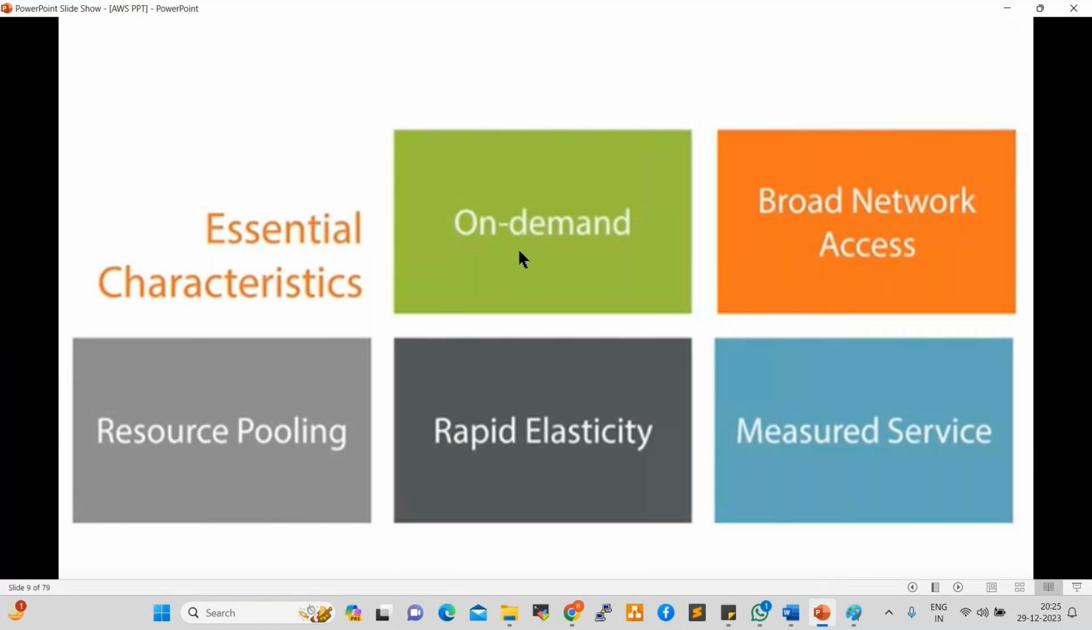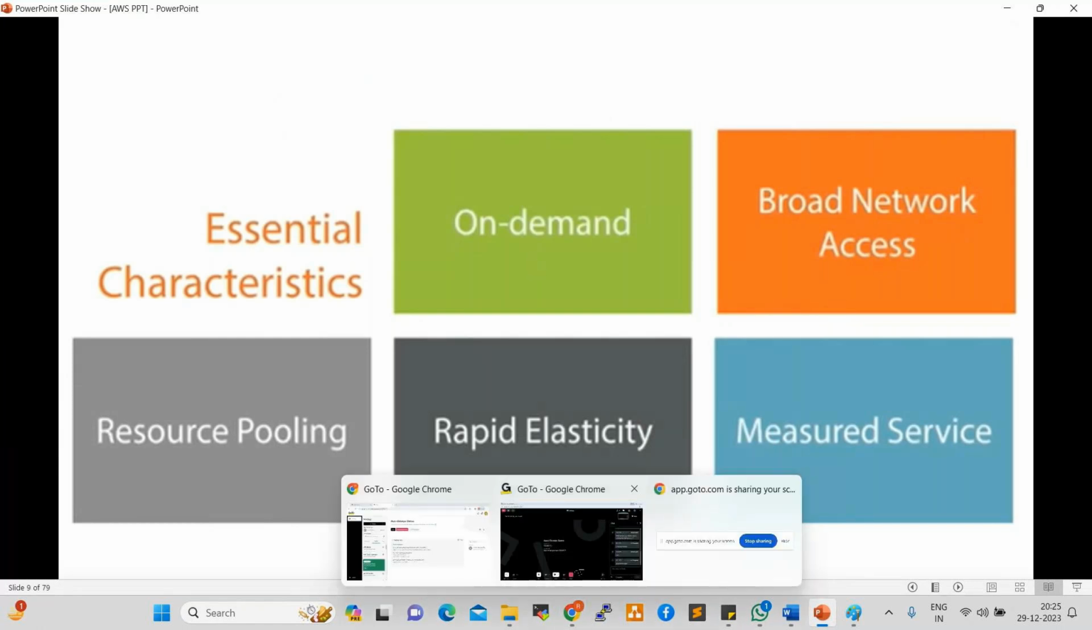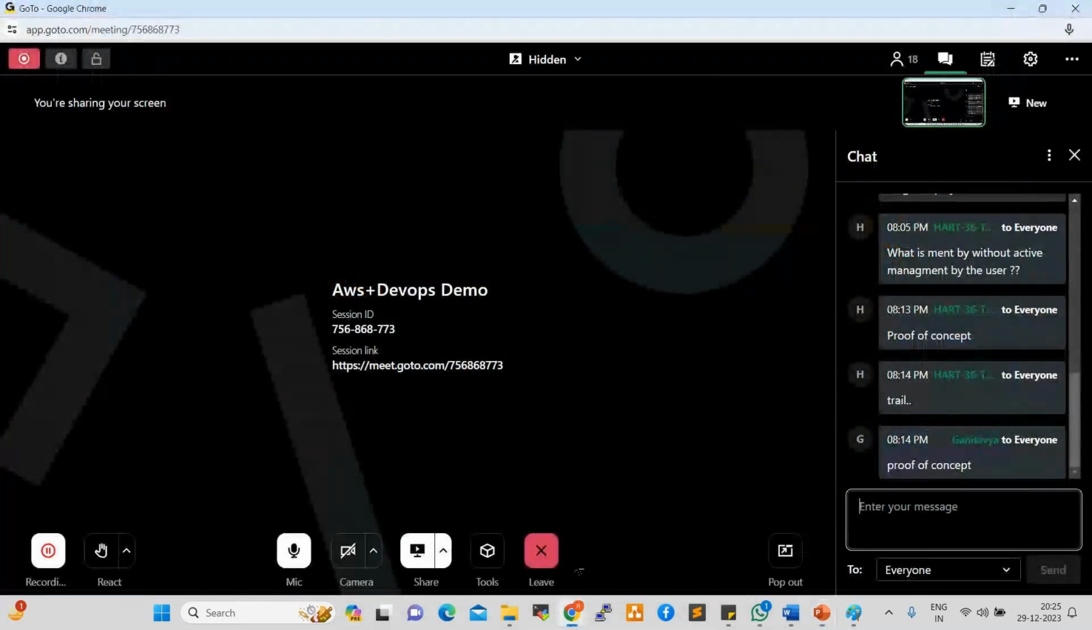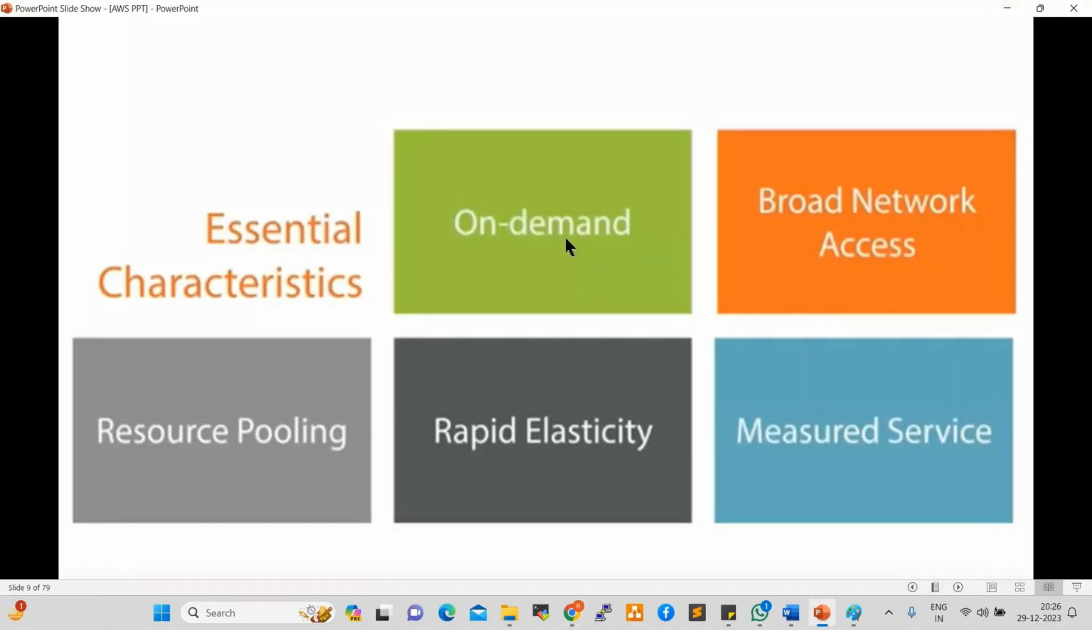What is on demand, anyone? Just now we discussed, right? On demand servers. Instantly, immediately. Whenever we require any server within a minute, right? Which is nothing but on demand.